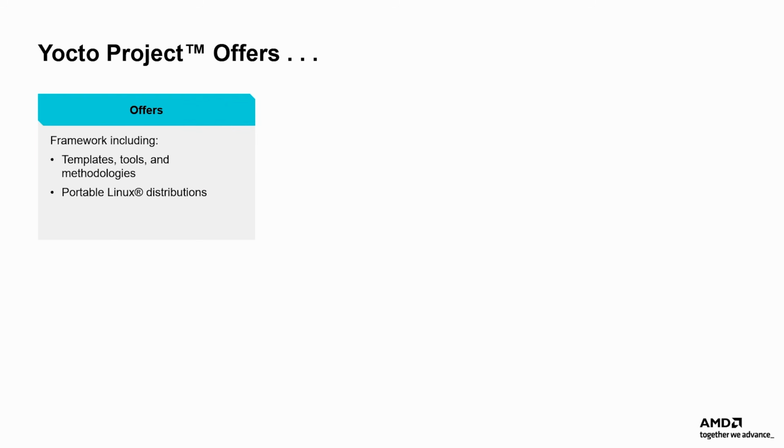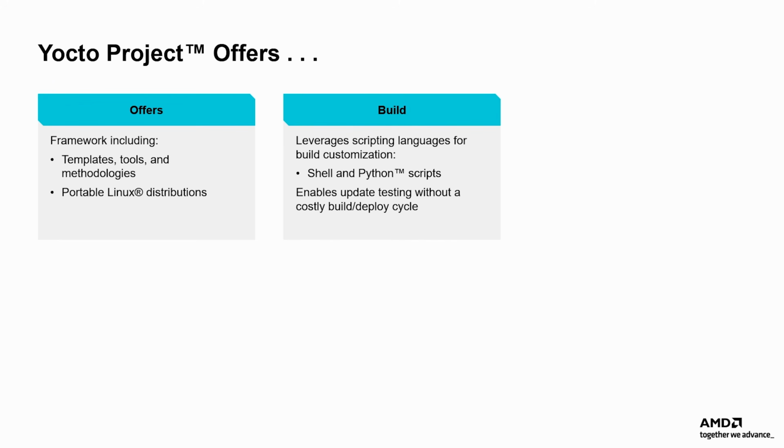Yocto project offers a framework that provides templates, tools, and methodologies that help developers create a custom Linux distribution that is most suited to the needs of a specific environment. The Yocto project build system leverages scripting languages for build customization. For example, Yocto project recipes can include shell and or Python scripts. Code written in scripting languages can be directly modified in the deployed system, and the changes can be tested without a costly build deploy cycle.